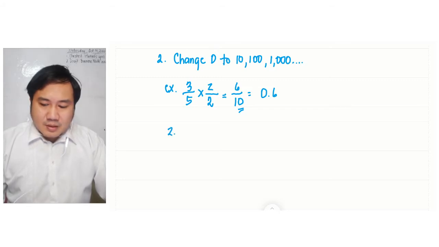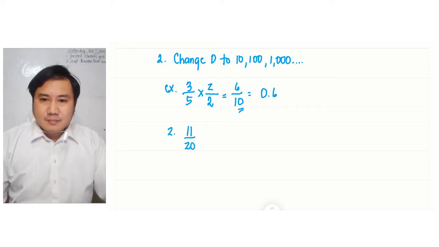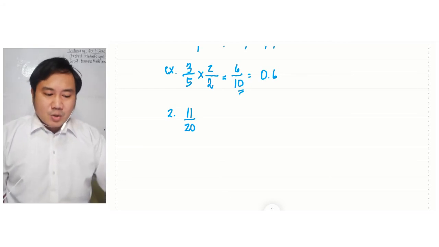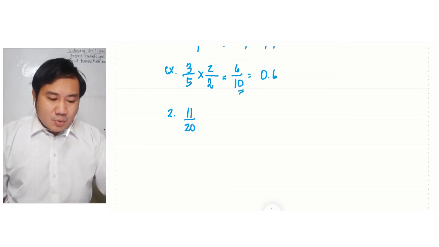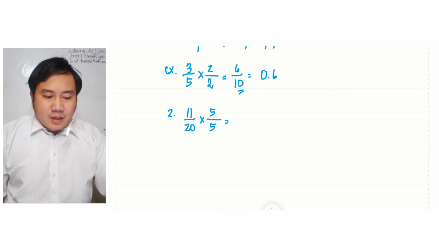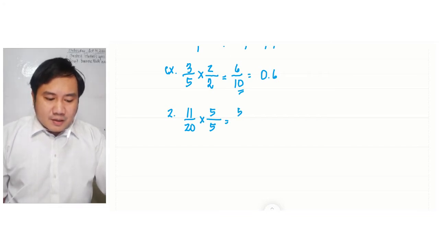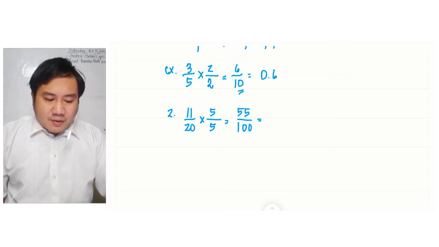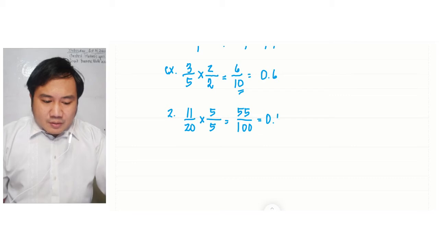Next, 11 over 20. Look for a factor na pwedeng i-multiply sa 20 for it to become a power of 10. So, we can multiply it by 5. We're going to multiply the numerator by 5 as well. So, 11 times 5 is 55 over 20 times 5 is 100. Then, change it to decimal. 55 over 100 is 0.55.